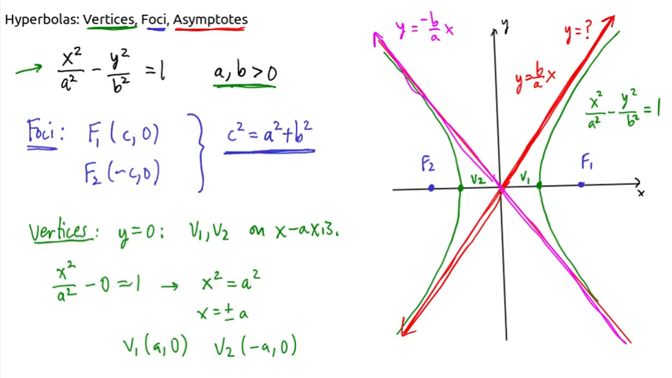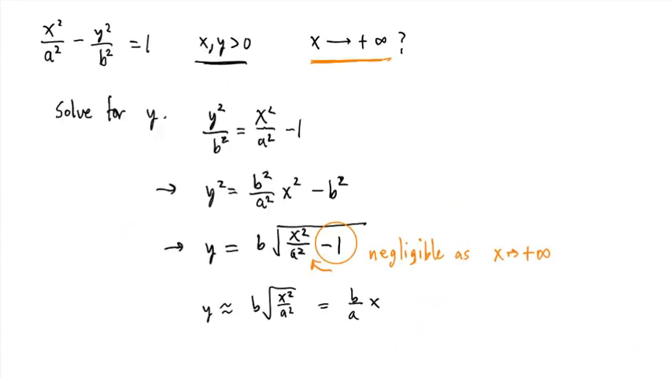And so what we can deduce here is that these two asymptotes, depending on which arm of the hyperbola you're on, have equations y equals plus or minus b over a times x. So this is the equation of the asymptotes of our hyperbola.